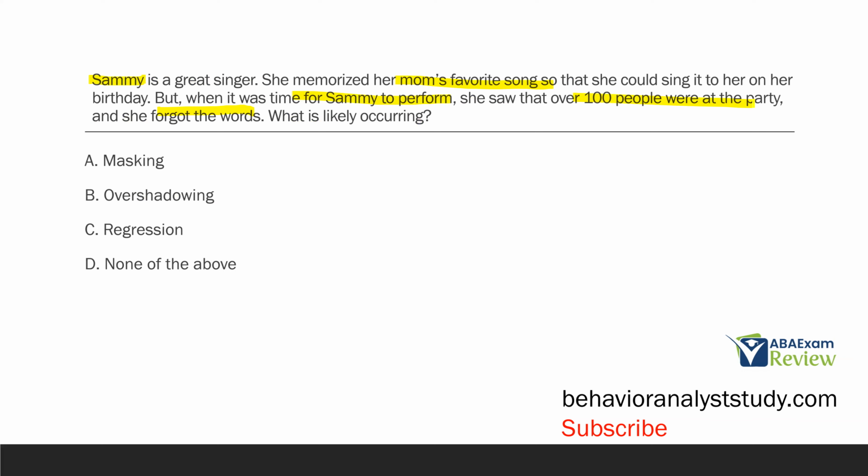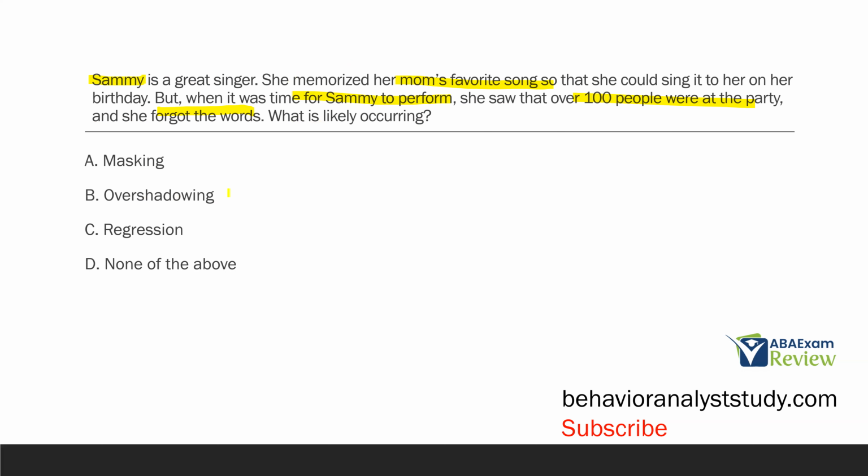Why does that occur? Well, masking is what we're talking about here. Masking is when you have the behavior in your repertoire, or there is stimulus control over a behavior, but another stimulus in the environment, or stimuli in the environment, are preventing the response from occurring. And that's what's happening here. The 100 people at the party are masking Sammy's ability to perform.